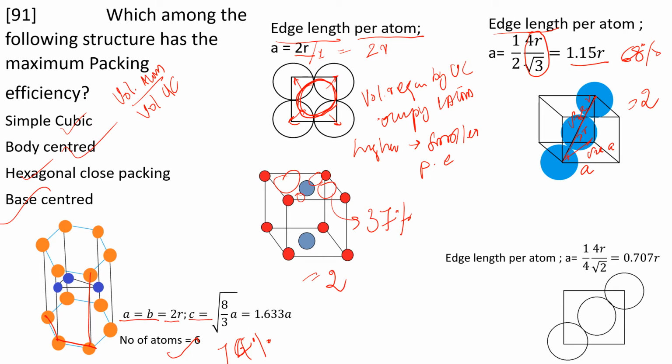Another structure is face centered. Here you have 2R, R and R. This is nothing but 4R. This is A and A. This is nothing but root 2A. Edge length per atom is 0.707 R and the packing efficiency is 74%. From the question, it is hexagonal close packing.